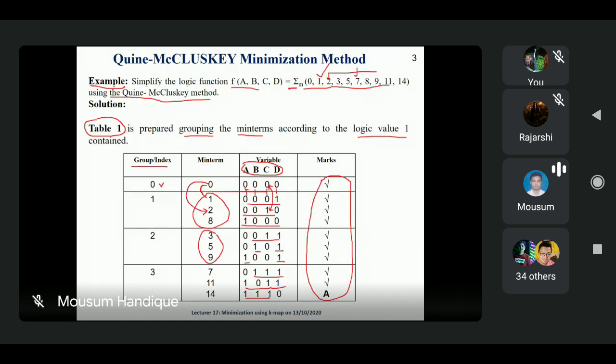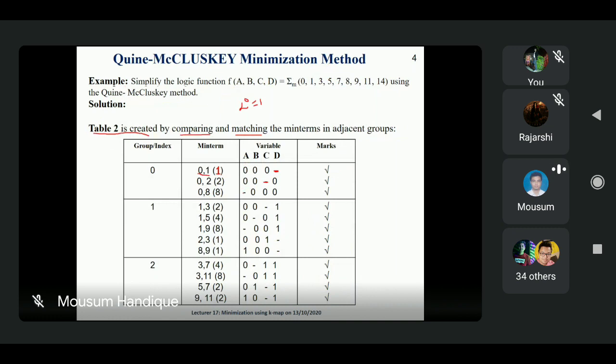So 0, 8 means what? We are considering this one. See, all are 0, but in the most significant bit one is 1 and the first one is 0. So that means 2 to the power cube means 8. In the 8 position we are getting the difference between the two binary sequences. So here I am writing this. Are you getting my point? So here I am writing 8. This one is 8.